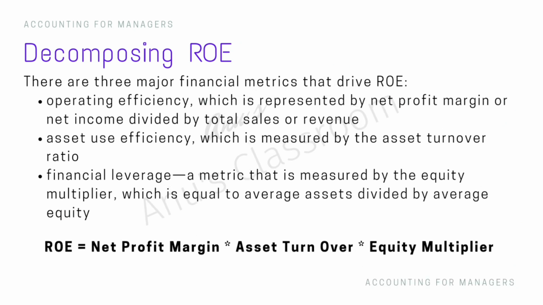So how do we decompose this return on equity? There are three major financial metrics that drive this ROE. That is operating efficiency, which is represented by the net profit margin, or the net income divided by total sales or revenue. We have the asset use efficiency, which is measured by the asset turnover ratio. We have financial leverage, which is measured by the equity multiplier, which is equal to average assets divided by average equity. So ROE can be split into three components: net profit margin, asset turnover, and equity multiplier.